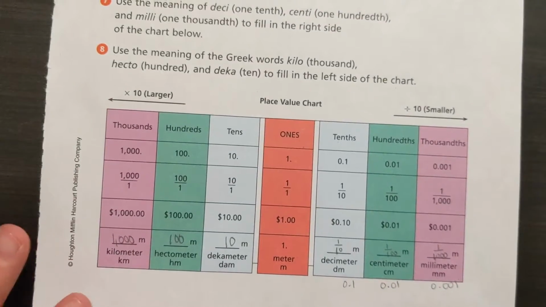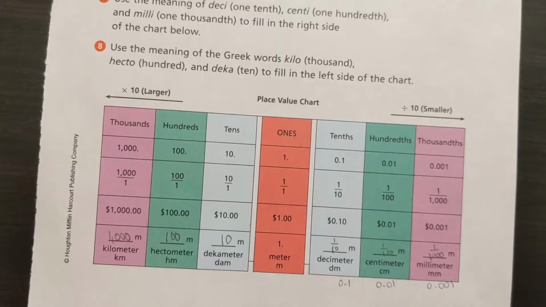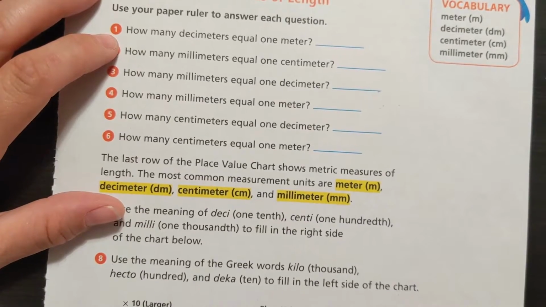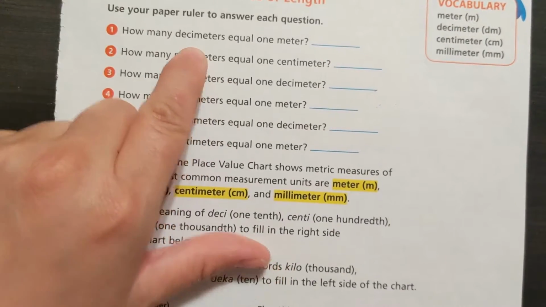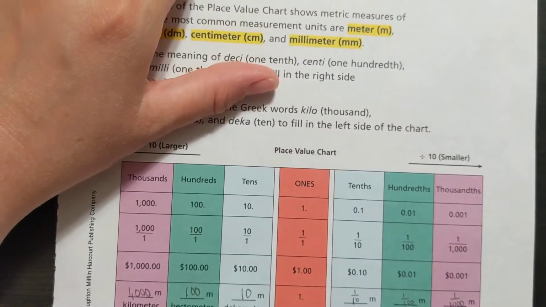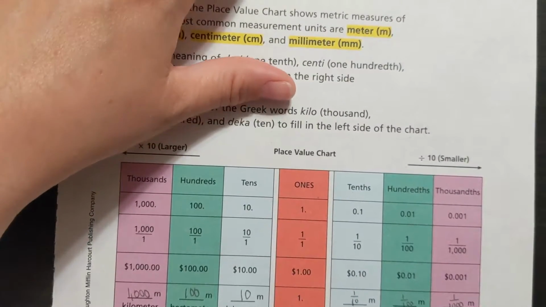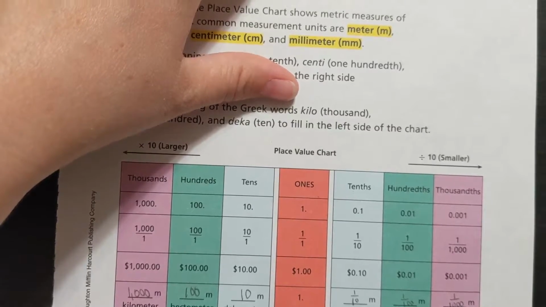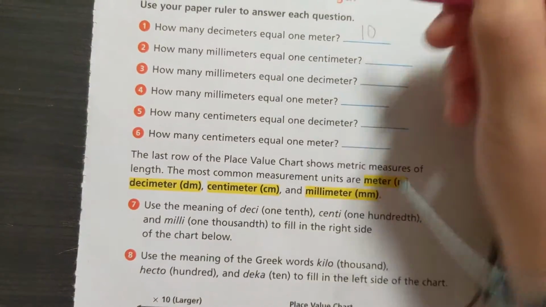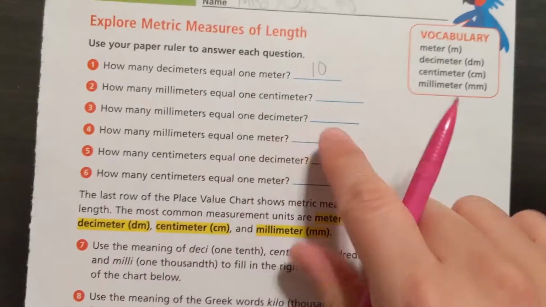All right, so let's answer the questions now on number 1 through 6. It says use your paper ruler, that's this right here, to answer each question, okay? How many decimeters, that's down here, decimeters. How many decimeters equal 1 meter? So if I'm going to step from here to there, I have to multiply by 10. So it takes 10 decimeters to get to a meter.